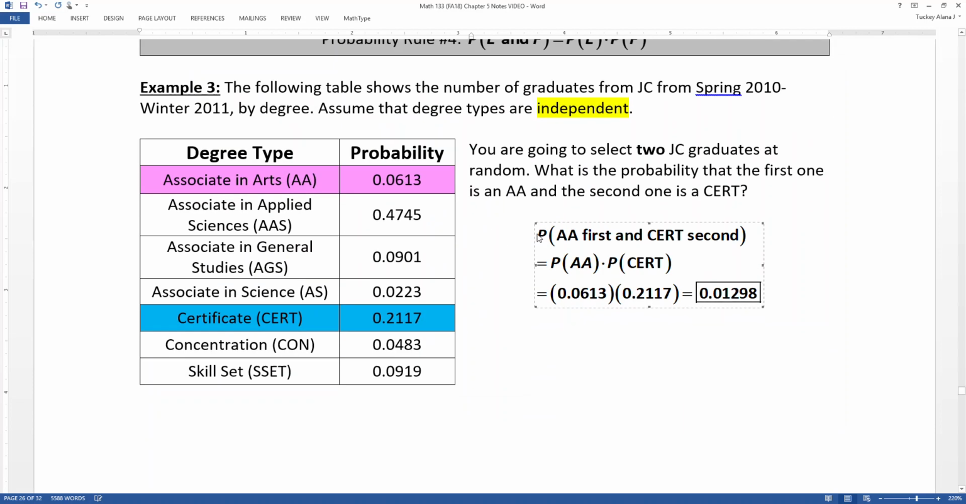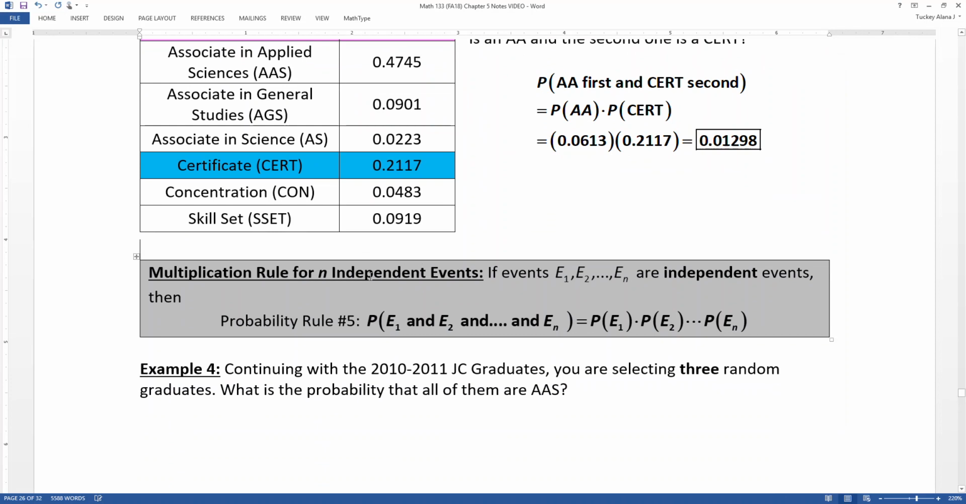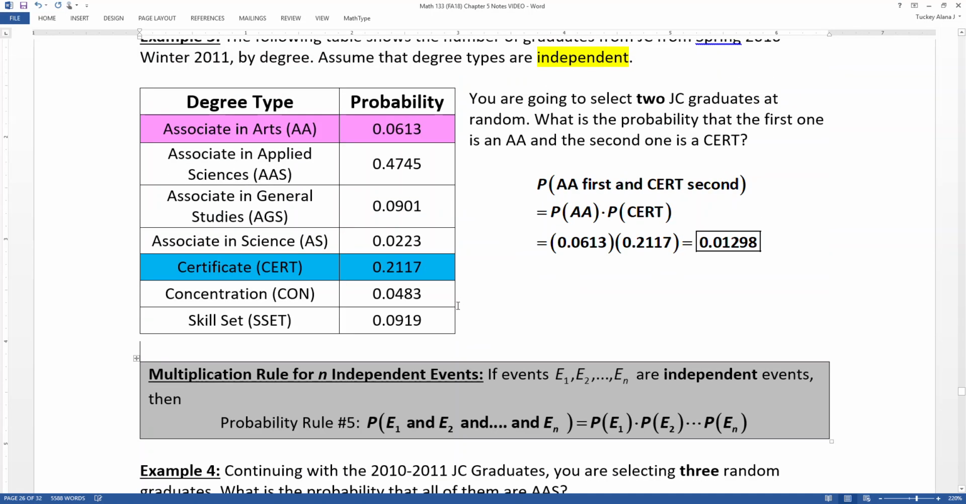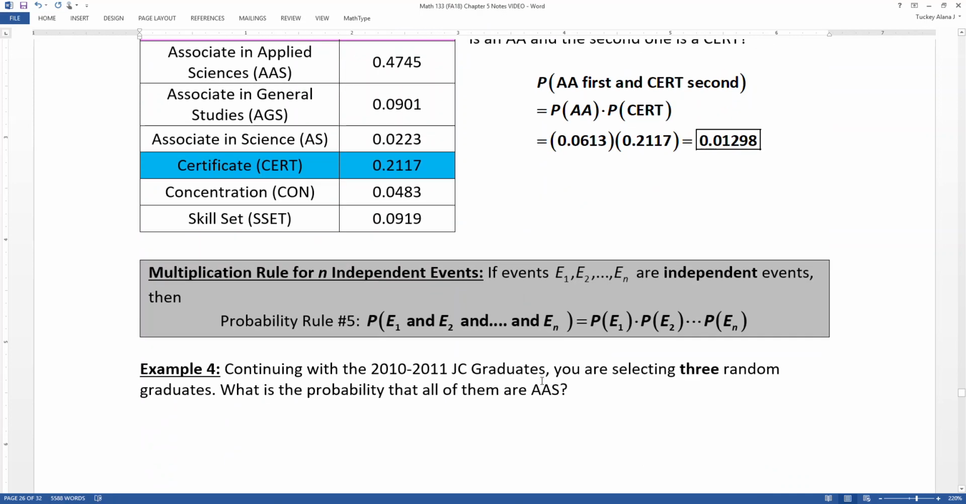Well, this wasn't difficult. You just multiply, right? And that's all the multiplication rule for independent events is. That's why they're independent events. They're a lot easier when they're independent, trust me on that, than when they're dependent. Dependent is section 5.4, which is quite tricky.